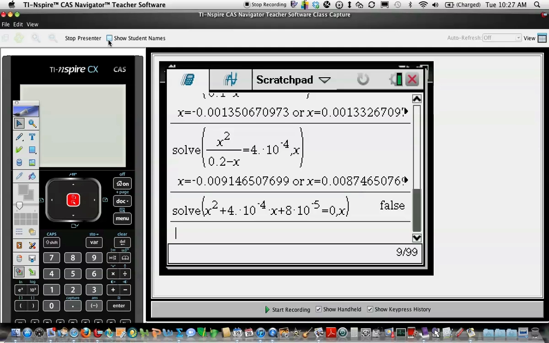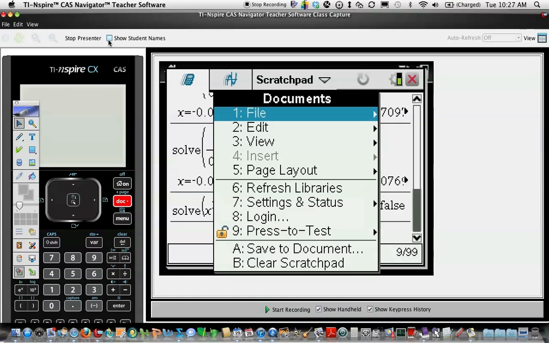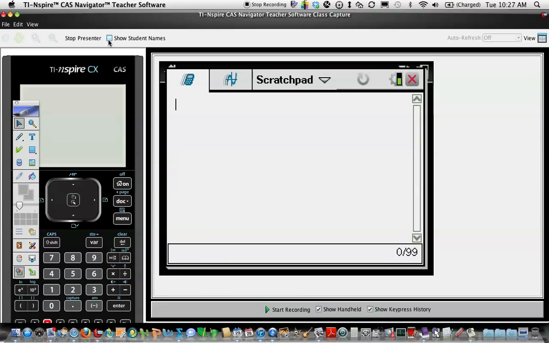Limit as h approaches 0. What would this look like? Our long form derivative. e to the x plus h minus e to the x all over h. That should be the derivative of e to the x, right?